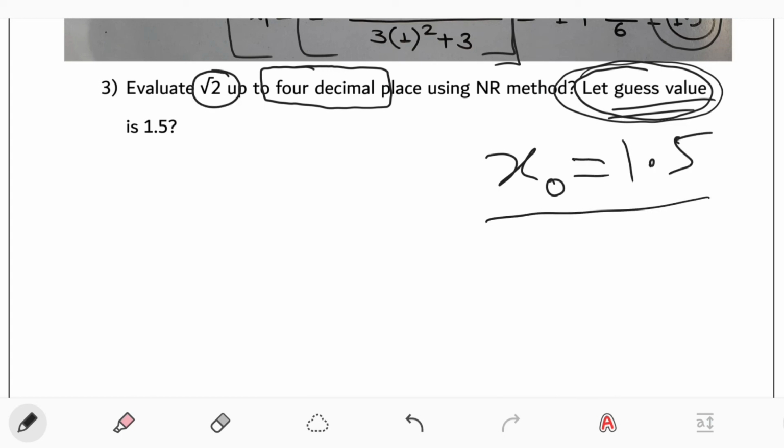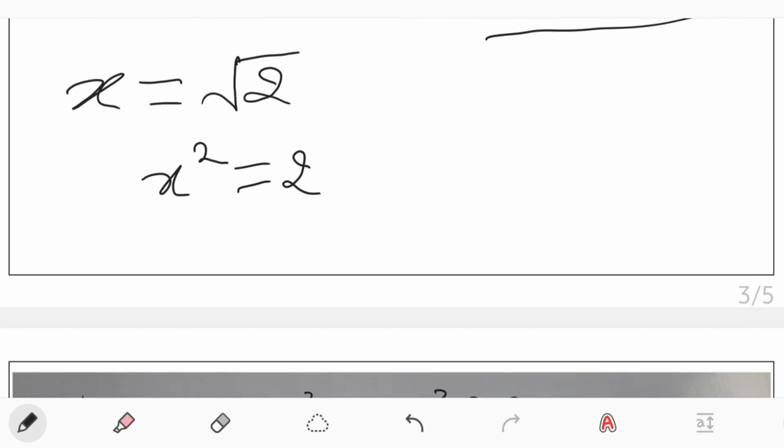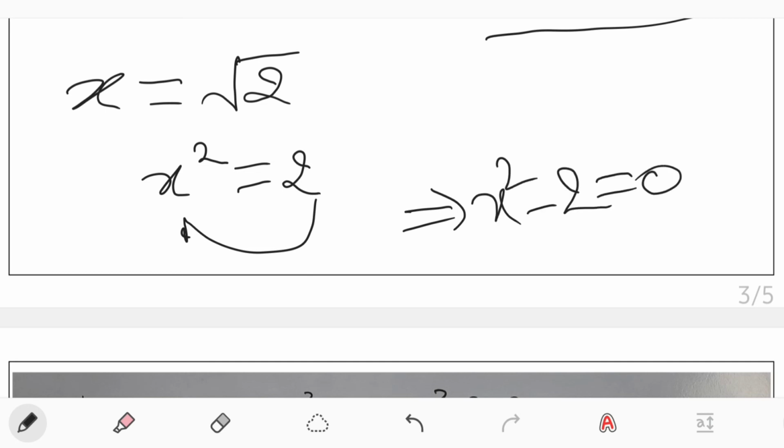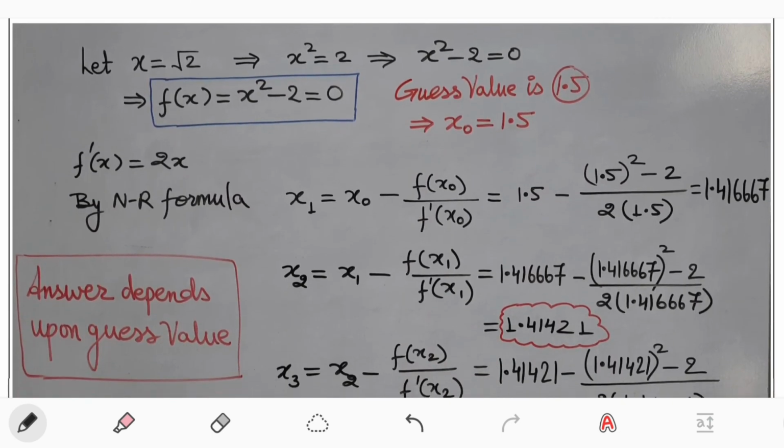So here we want to find root 2. Consider some constant x equals root 2, and when you square it, it will be x square equals 2, and when you bring this to this side, this will be x square minus 2 equals 0, which is your f of x. Like this you have to proceed. Over here I have given it in the solution as well.